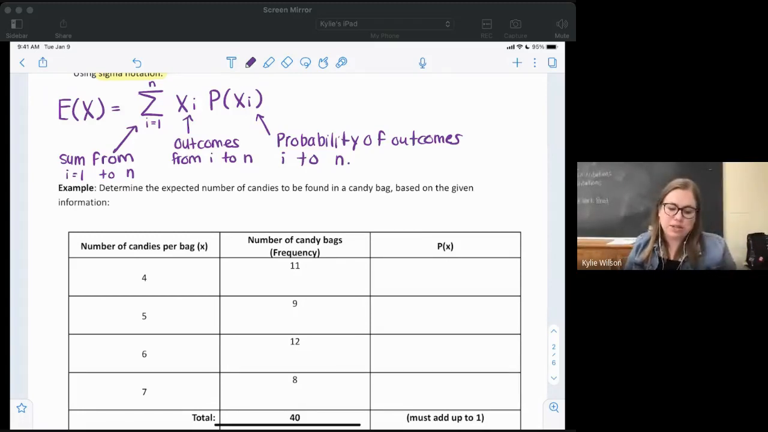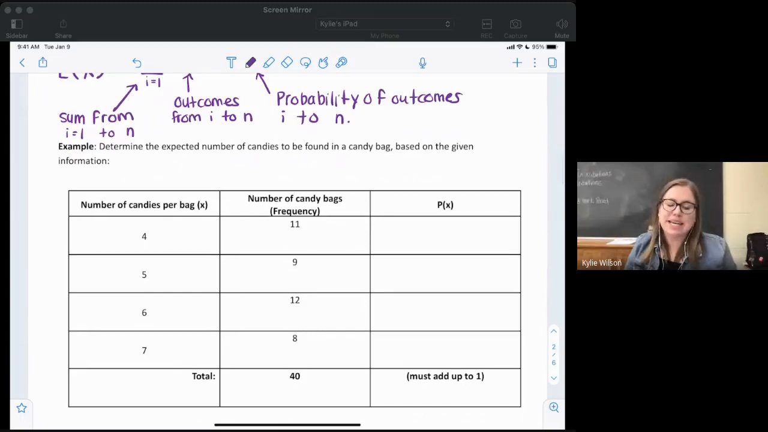Now we want to determine the expected number of candies. So if I were to pick a random candy bag, look at it and put it back, then do that again, over and over and over again, what is the expected number of candies that I would get in the long run? So to do this, we need to first start by finishing up our distribution here. So we have all of our outcomes. We could either have 4 candies, 5 candies, 6 candies, or 7 candies, and we need to write out the probability.